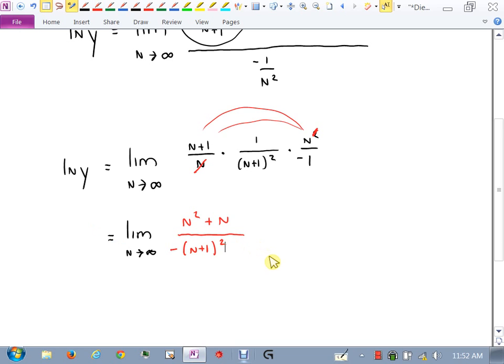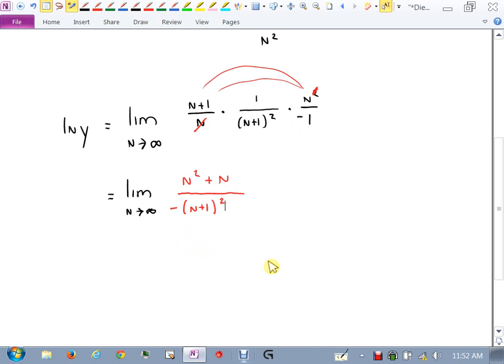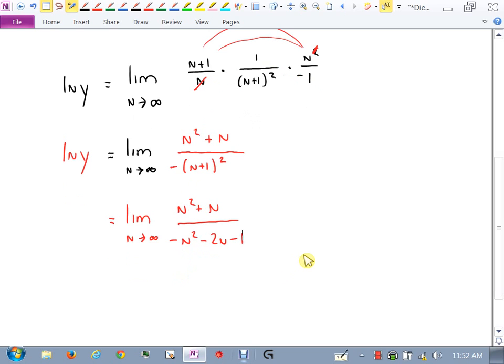My goodness. Now, I want to expand the bottom out because I want to do L'Hopital again, because this is infinity over infinity again. So we have limit n goes to infinity, n squared plus n over negative n squared minus 2n minus 1. What does that give me? I do L'Hopital on that twice. Or divide through by n squared on all of the terms. What do I get? Negative, yeah, 1 over negative 1. So negative 1? Negative 1? We okay with that?